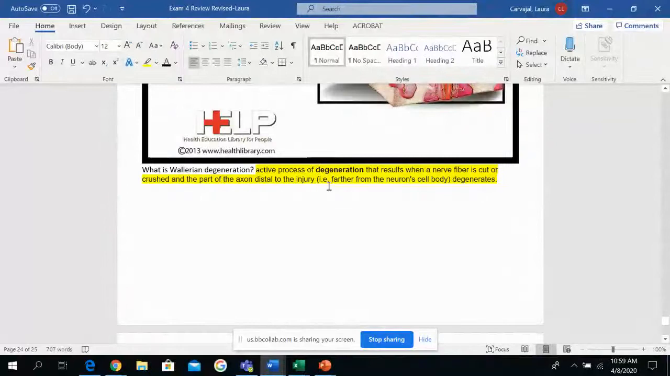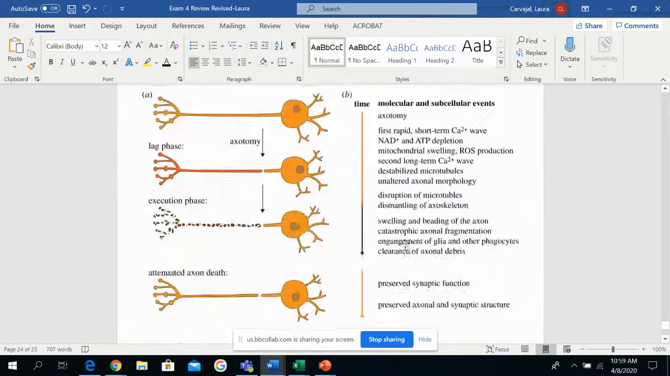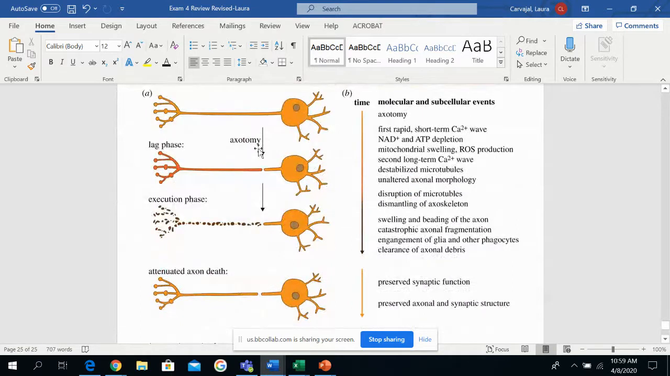What is Wallerian degeneration? Basically, it's the degeneration that results when a nerve fiber is cut or crushed. The part of the axon distal to the injury degenerates. So the part of the axon that has lost essentially all communication with the cell body is the one that dies, as you can see here.